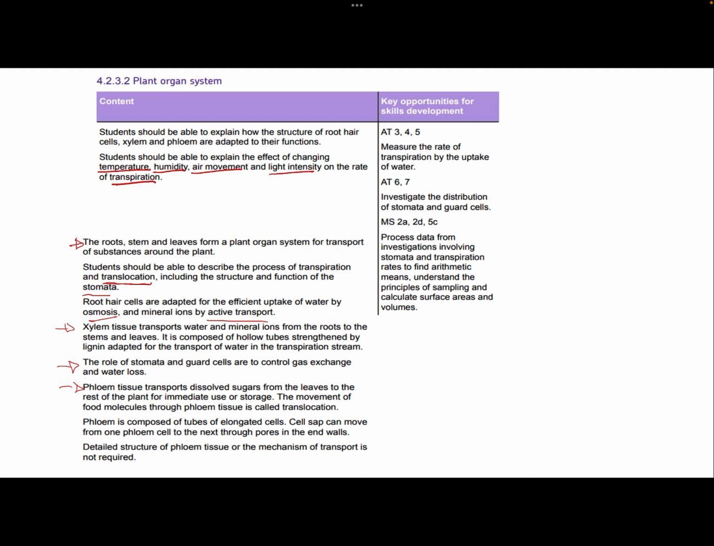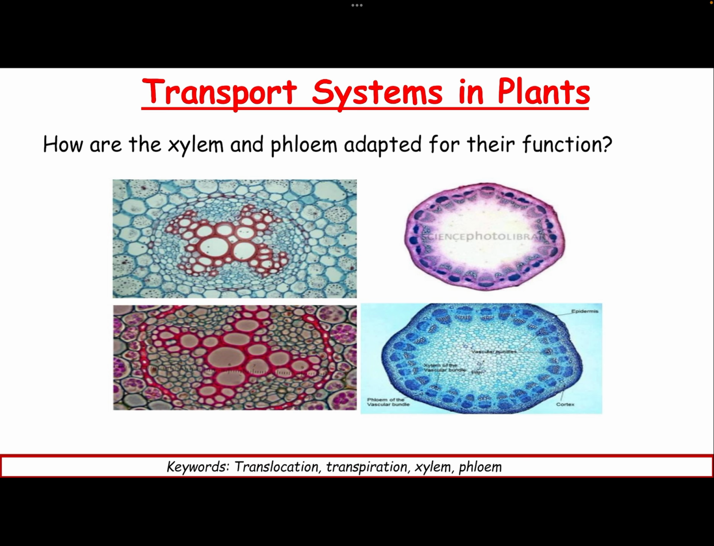Phloem tissue transports dissolved sugars from the leaves to the rest of the plant for immediate use or storage. The movement of food molecules through phloem tissue is called translocation. Phloem is composed of tubes of elongated cells. Cell sap can move from one phloem cell to the next through pores in the end walls. Detailed structure of phloem tissue or mechanism of transport is not required at this stage.